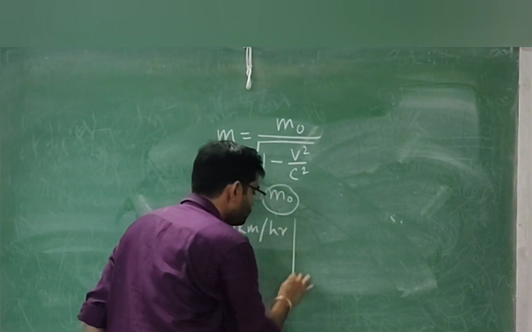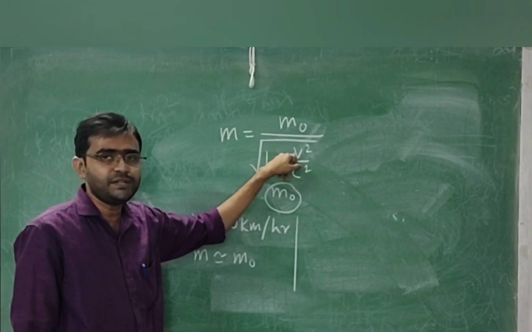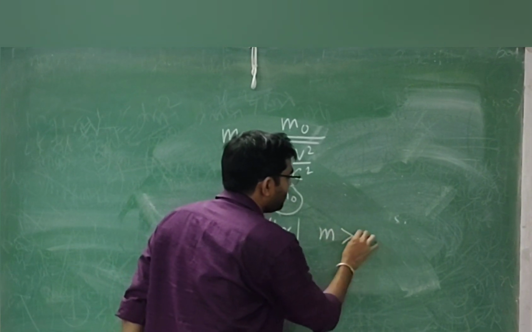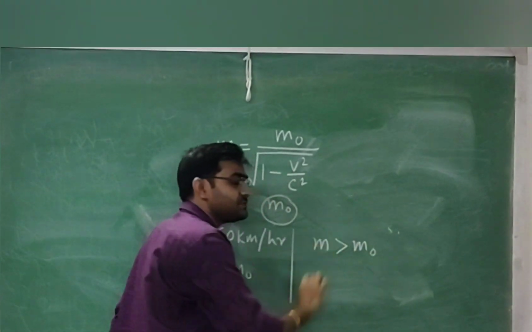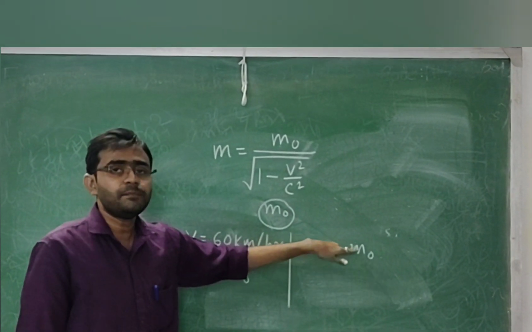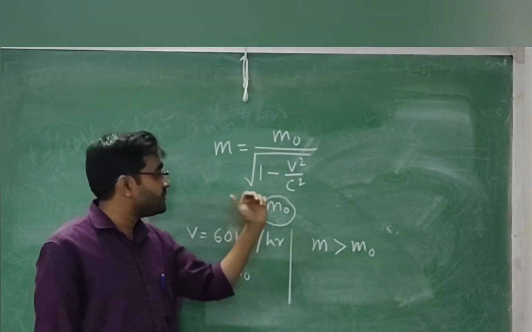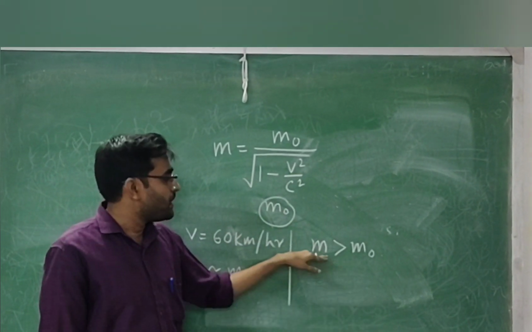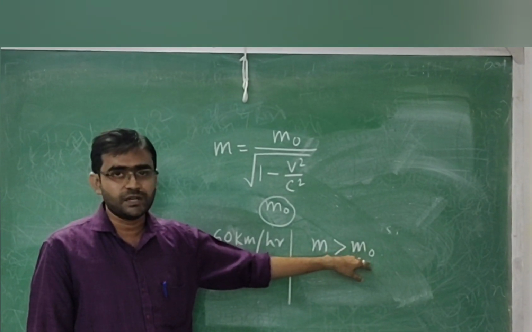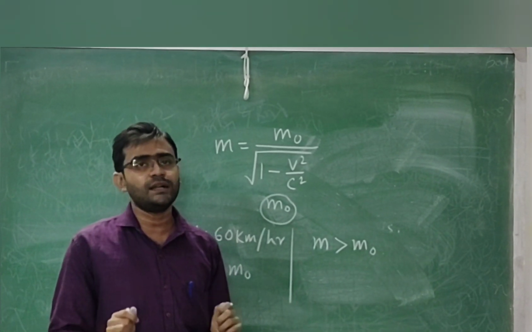Now if I do the same calculation for an electron having the velocity 10 to the power 7 meter per second, we will find this mass will be greater than the rest mass of the electron. So what I can see is, if the particle is moving at a speed comparable to the velocity of light, the mass of the particle will increase compared to its rest mass. So these are the two main differences between classical and quantum mechanics.